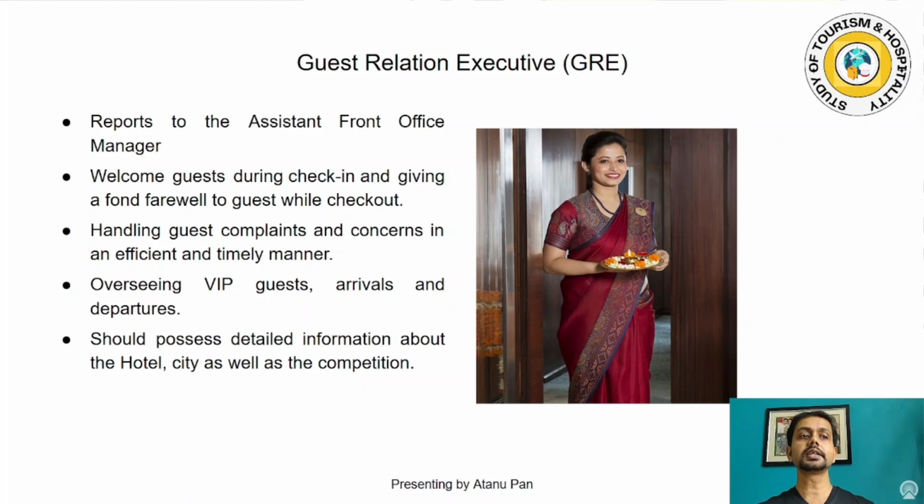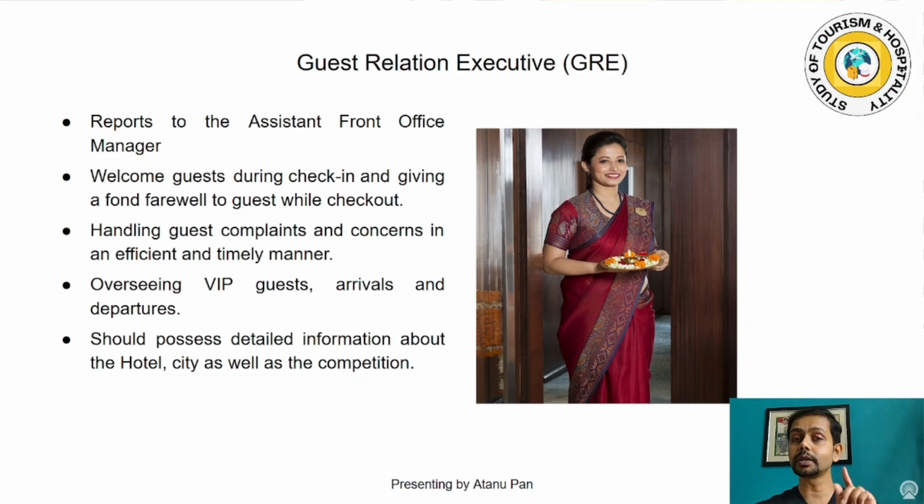Should possess detailed information about the hotel, the city as well as the competition. All right, so the GRE must have very good knowledge about the hotel, what is happening in the hotel, the past and present of the hotel, the upcoming events and the present events of the hotel, each and every detail about the hotel. How many outlets, what those outlets do, each and every detail of the hotel, this GRE should know.